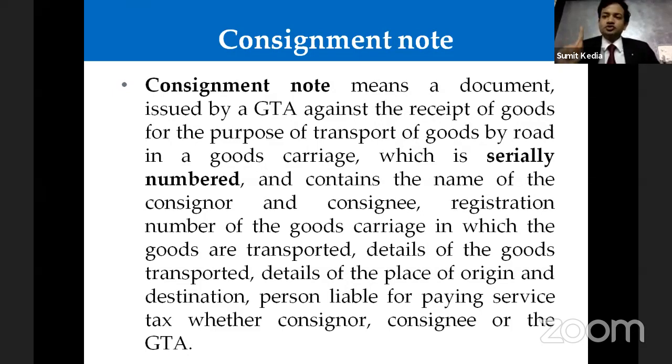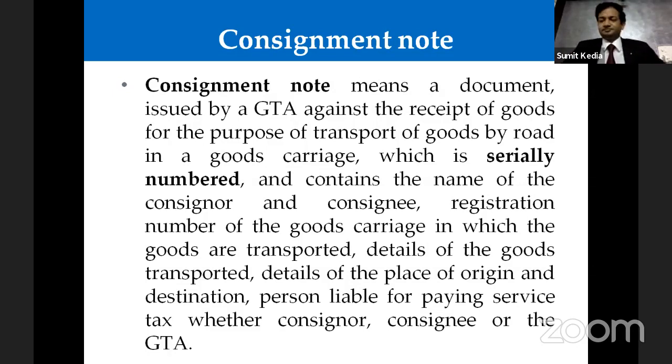If a transporter issues a consignment note for transport of goods, he will become a GTA. If a person does not issue a consignment note, he will not be a GTA. He might become a GTO, which is called a goods transport operator.